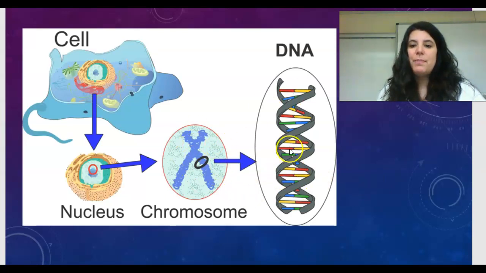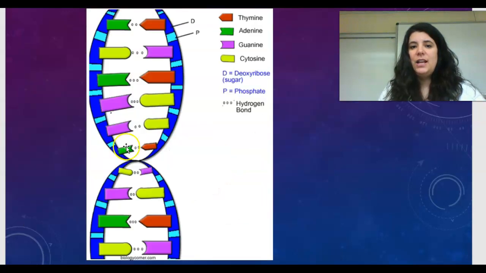All of your DNA, which you have enough of to go from the sun to the earth and back in your body over 400 times, is packaged up into structures in your nucleus called chromosomes. So if you're looking at this big picture here, we've got our cell, right? We've got our nucleus, which is the control center of the cell and contains all of our genetic information. Inside the nucleus are structures called chromosomes, and those chromosomes are made up of very wound up pieces of DNA.